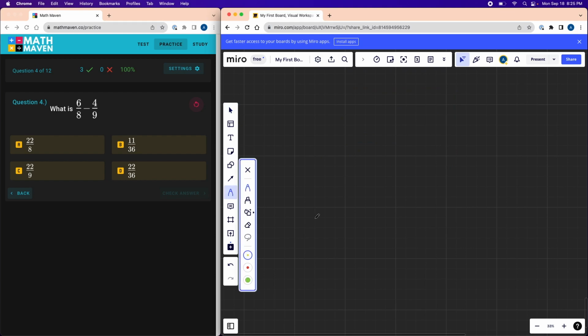Subtraction problem. What is 6 over 8 minus 4 over 9? Alright, so press pause and see if you can get this one on your own.